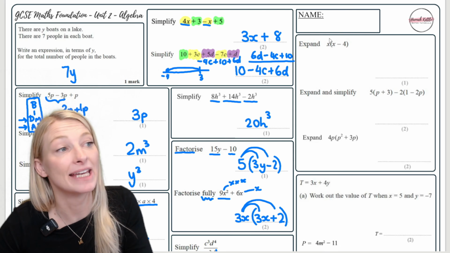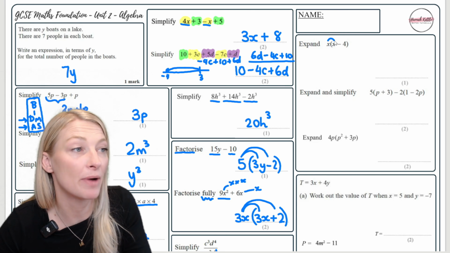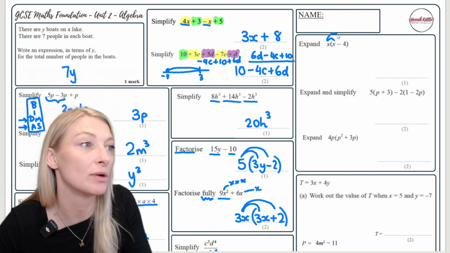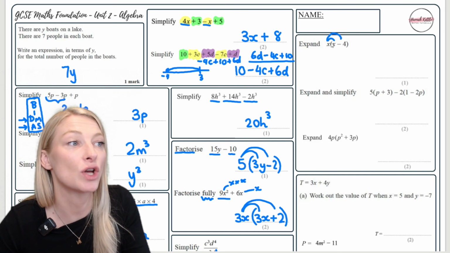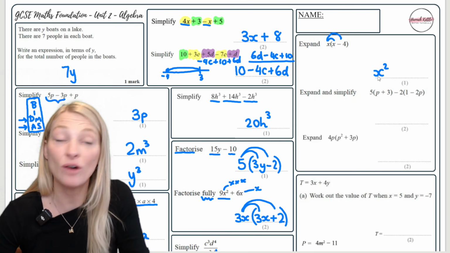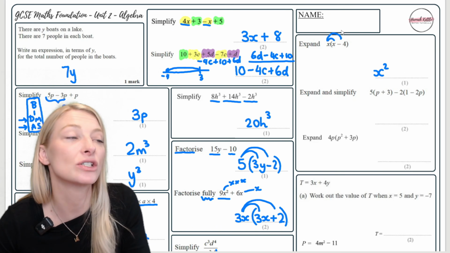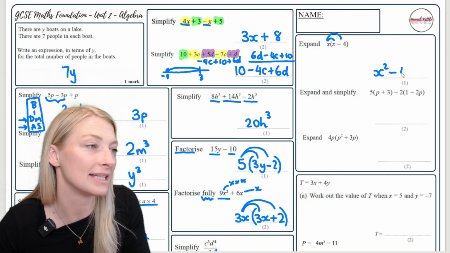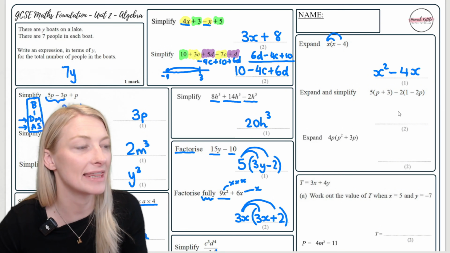And to expand brackets, we're going to do what's on the outside multiplied by the first thing and what's on the outside multiplied by the second thing. X times x is going to give you x squared. You are multiplying it by itself, so you are squaring it. And then x times 4 is 4x. That is minus 4x going there.